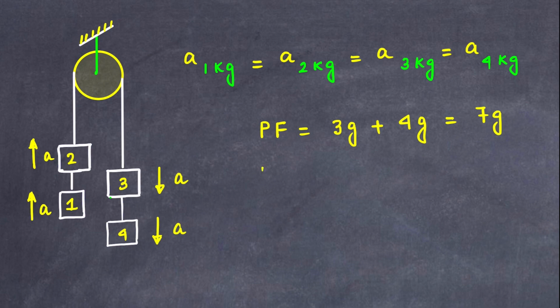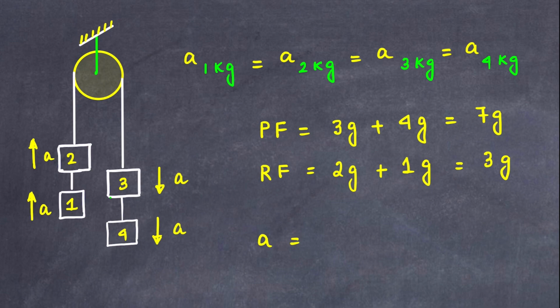Okay, and the net resisting force will be provided by the blocks that are moving upward, right? The 2 kg block and the 1 kg block are moving upward, right? So the net resisting force will be the force provided by the 2 kg block, that is your 2g, plus the force provided by the 1 kg block, that is your 1g. In conclusion, the total resisting force will be our 3g. So from here we can find acceleration.